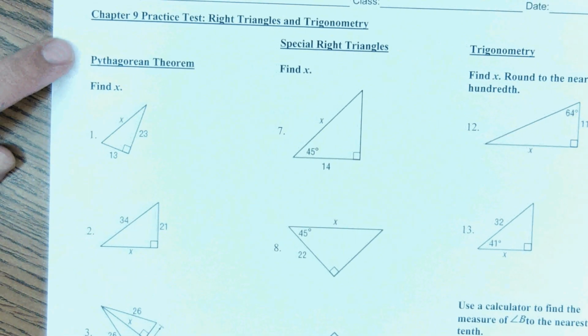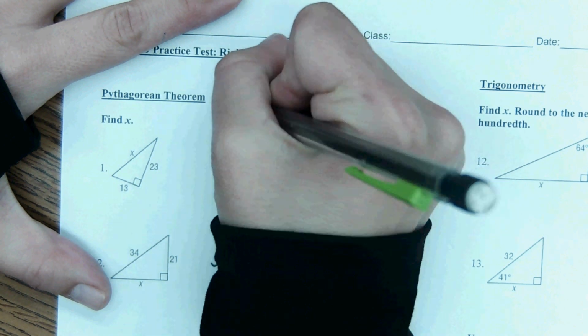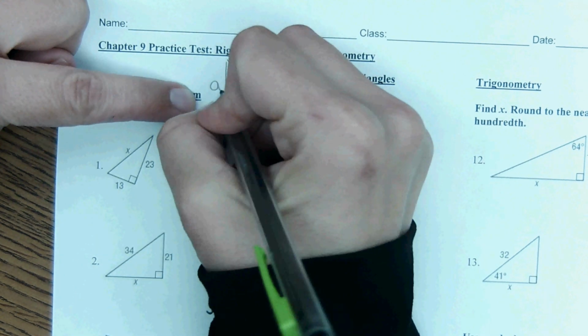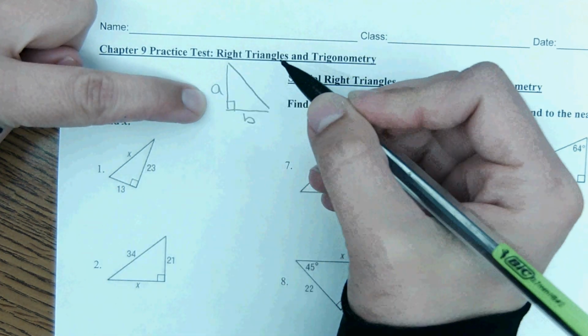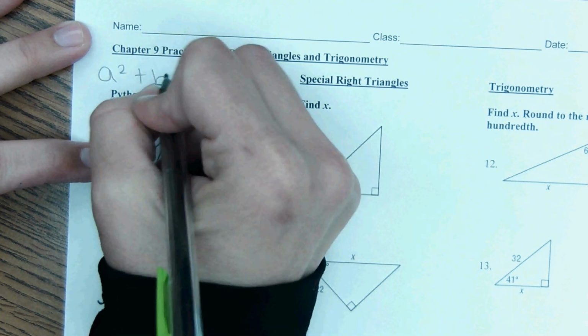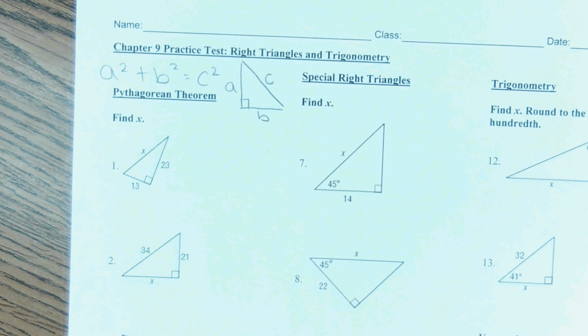Starting out with Pythagorean Theorem. Pythagorean Theorem works only on right triangles. So if you have a right triangle, these are your legs. So this would be your A and B. They are adjacent to the 90-degree angle. And then your hypotenuse is C. And the equation for Pythagorean Theorem is a squared plus b squared equals c squared.